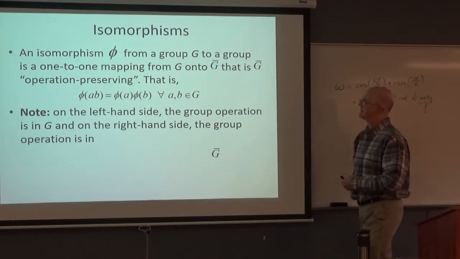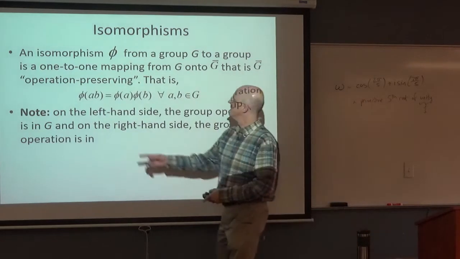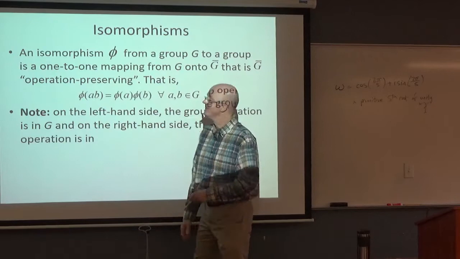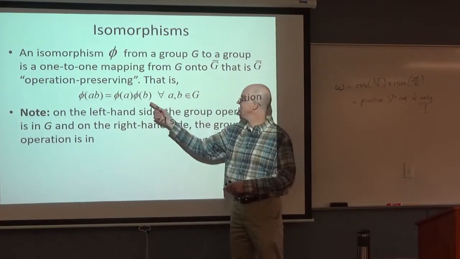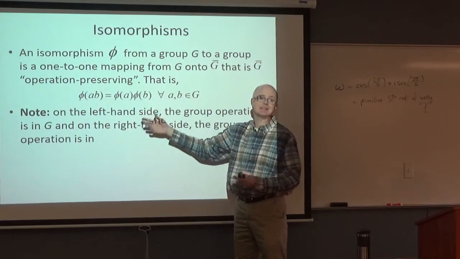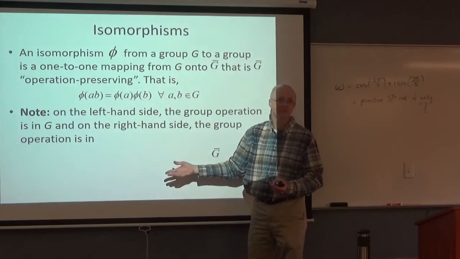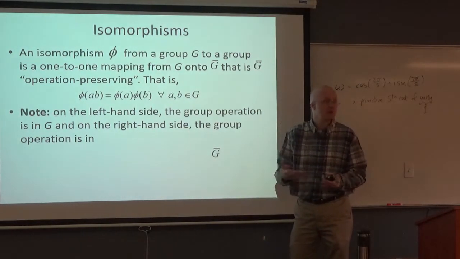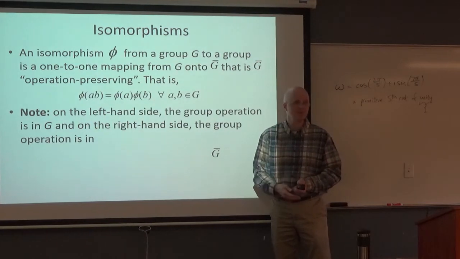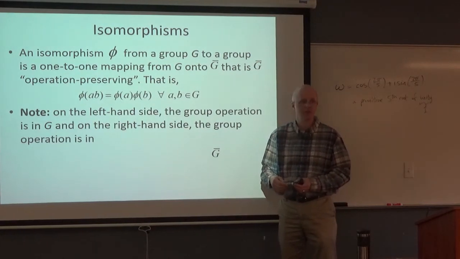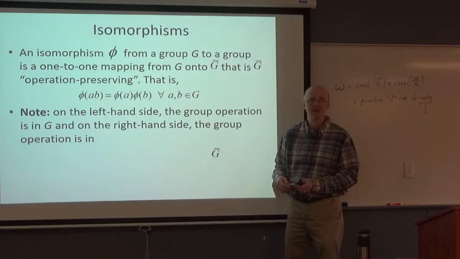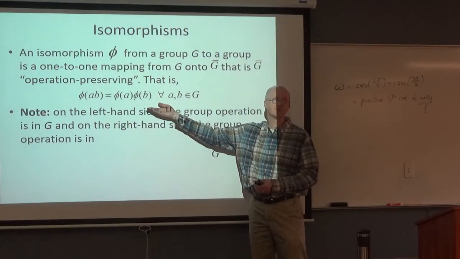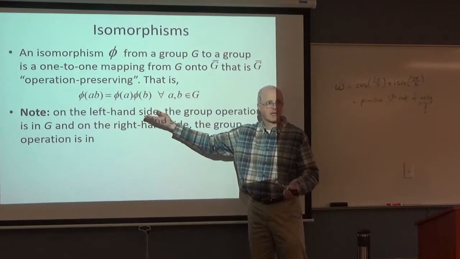Once more for emphasis, on the left-hand side, the group operation is A times B, it's in G. And on the right-hand side, the group operation is phi of A times phi of B, it's in G bar. Different groups, different operations. One of the operations could be addition and the other multiplication. I've quizzed you on that kind of thing before. Here's your generic operation preserving equation. In the abstract, we assume multiplication.